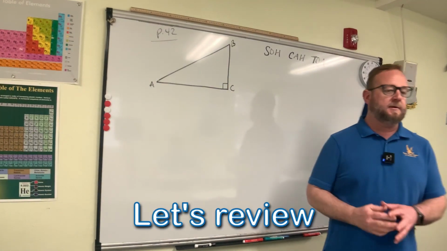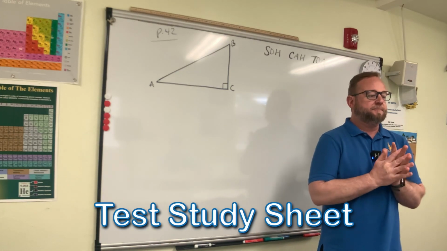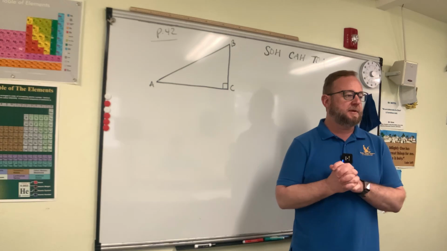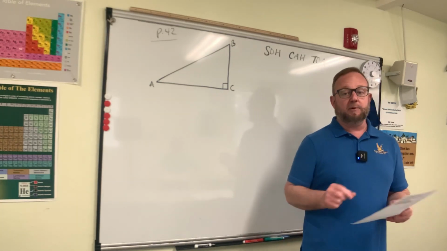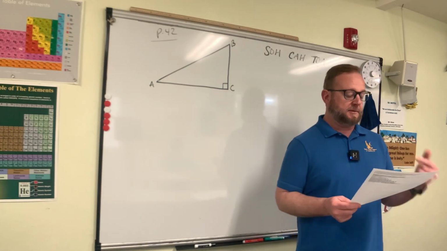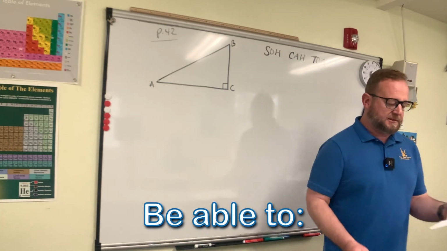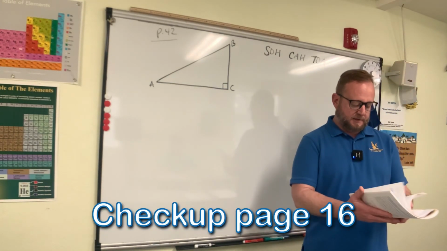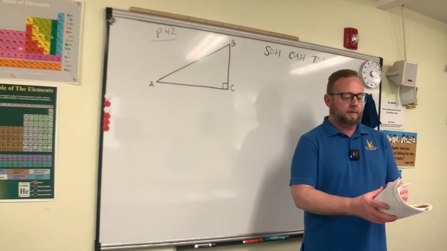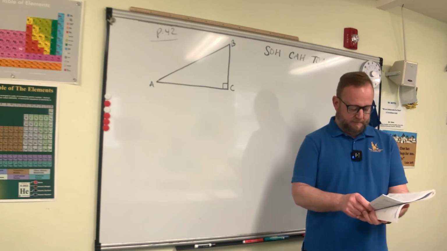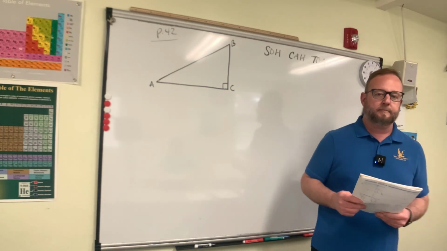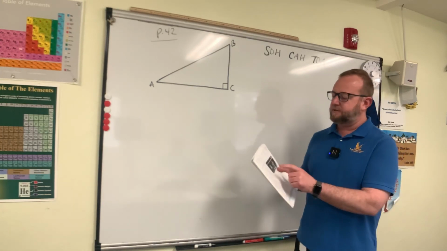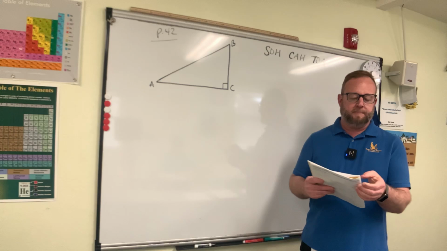Now let's dig into the help sheet, the study sheet for this coming up test. Gives you some be able to's, be able to do this, be able to do that. The first thing is be able to simplify radicals. So if you flip back in your PACE, page 16 on that checkup, you'll see that section at the top of the page on page 16, simplify radicals.